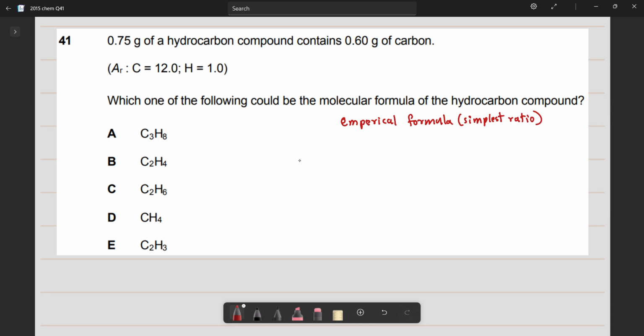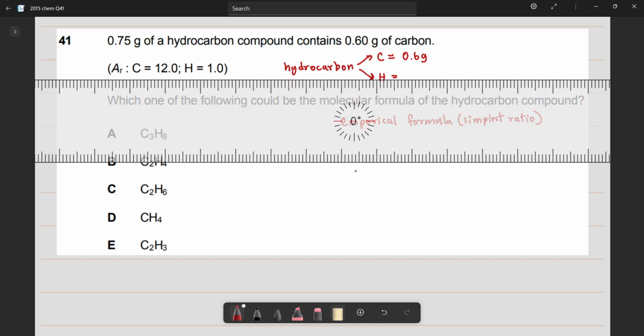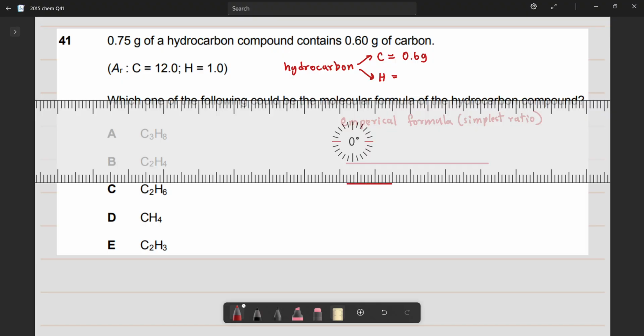First of all, we need to know that in a hydrocarbon compound, the main elements are carbon and hydrogen. For the carbon, we're given a 0.6 gram mass. For the empirical formula, we basically have a table like this, so I'm going to draw this table real quick.